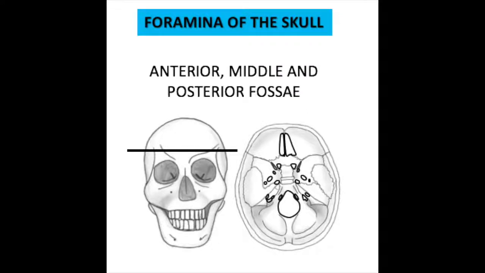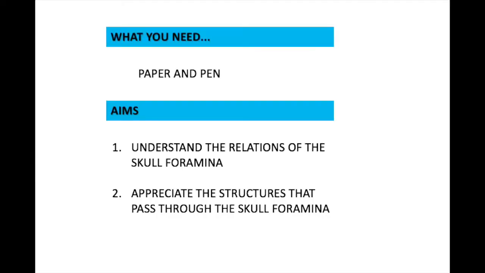This video aims to teach about the foramen of a skull from the superior view found in the anterior, middle and posterior cranial fossa. You will need a pen and paper, as it is hoped that you will draw along in order to gain the most from this experience. Coloured pencils and pens are optional.